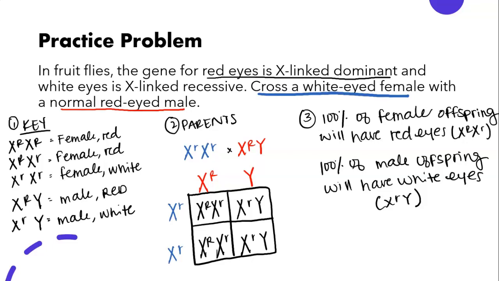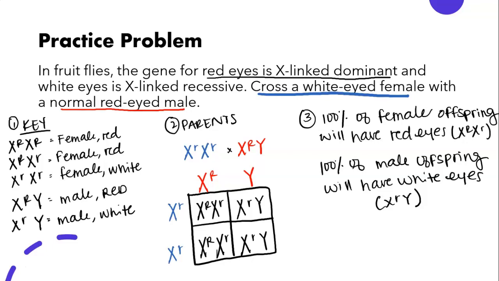So here's a practice problem. In fruit flies, the gene for red eyes is X-linked dominant and white eyes is X-linked recessive. Cross a white eye female with a normal red-eyed male. Well, the first thing I did is make a key. My key looks a little bit different because now I have to make a key for both females and males. I can have X capital R, X capital R for females with red eyes, X capital R, X lowercase r for females still with red eyes, they're just carriers or heterozygotes. I can have a female with white eyes, and I would show that as X lowercase r, X lowercase r.